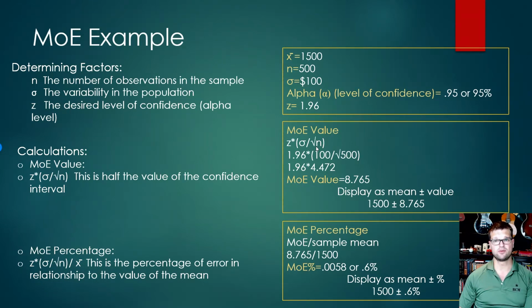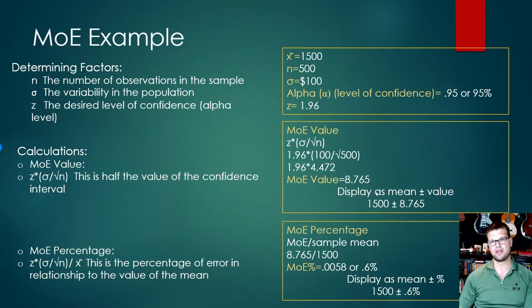For the value, we take 1.96 multiplied by 100 divided by the square root of 500. Working that out a little further, this right here is the standard error: the standard deviation divided by the square root of n. That's going to give us the standard error of 4.472. Then you multiply that by the z value that corresponds with the 95% level of confidence, and that gives us the margin of error value of 8.765.